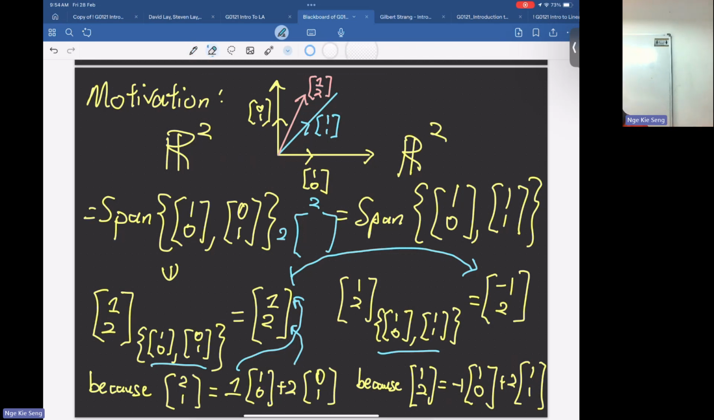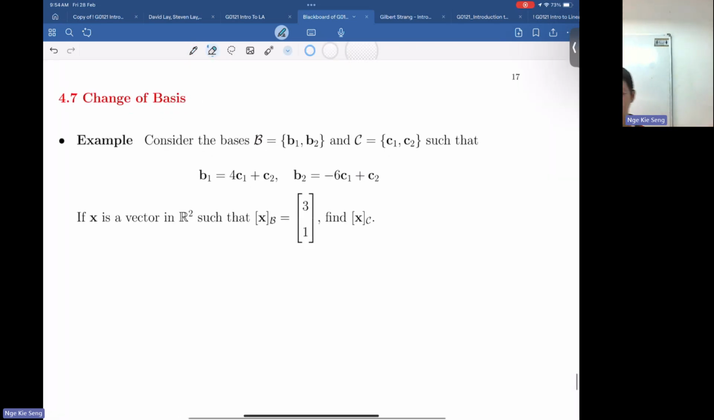So this is the motivation. Let's try this example. Consider the bases B1, B2, and C1, C2. I didn't even tell you what B1, B2, and C1, C2 are. It's not important. Let's say what we know is how we express B1 in terms of C1, C2, and how we express B2 in terms of C1, C2. Why can we do this? Because C1, C2 is also a basis, and B1 is a vector inside your vector space. So it should be a linear combination of C1 and C2.